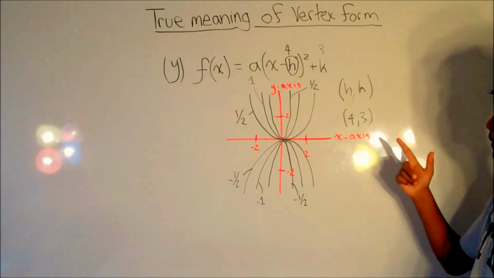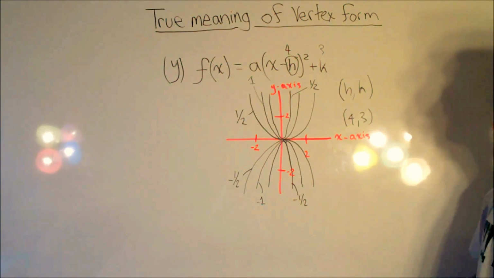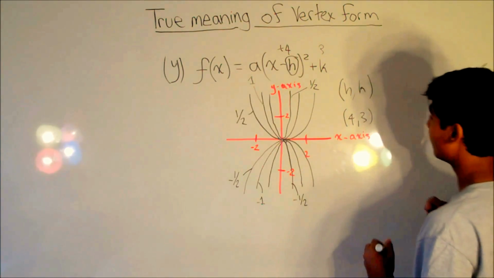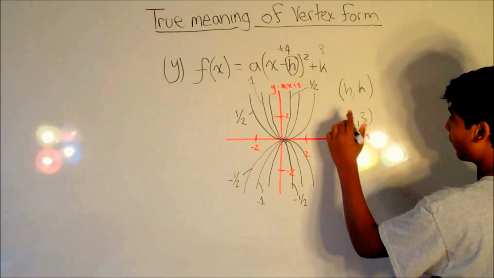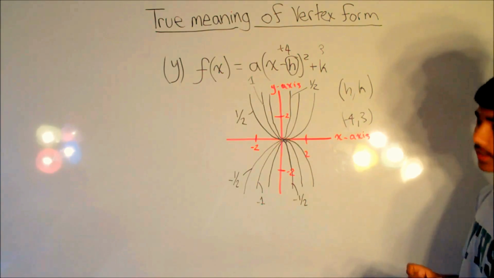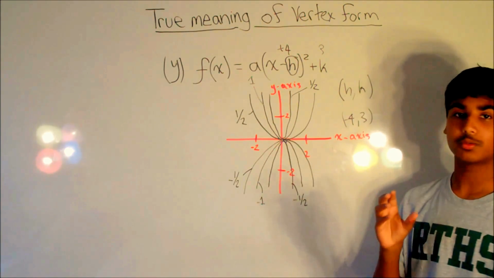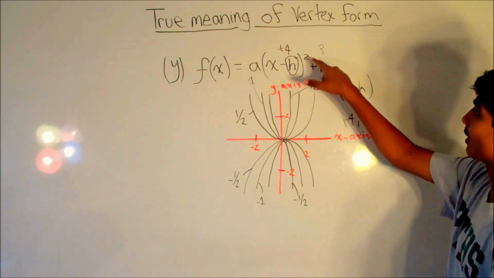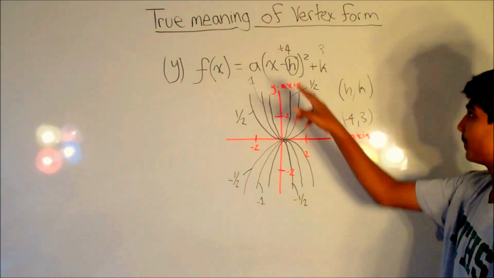Then it would be negative 4, because let's say if it said x plus 4, then this would be negative 4, because of subtraction. When you multiply two negative numbers together, it becomes positive, and we have the square over here, which means you multiply the two together.